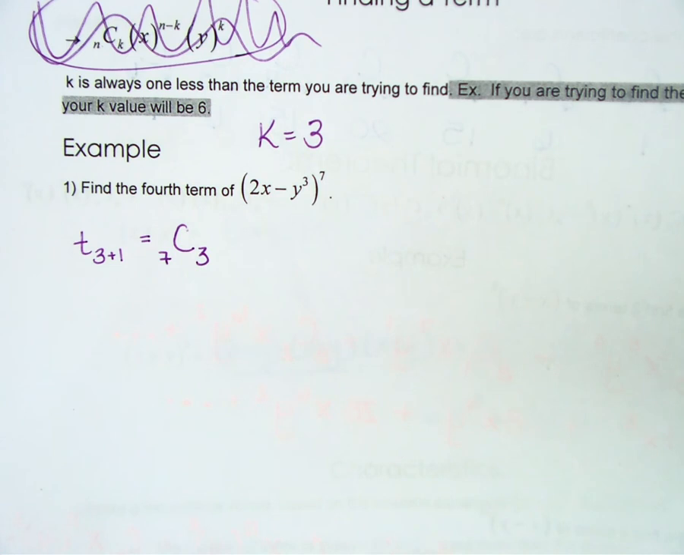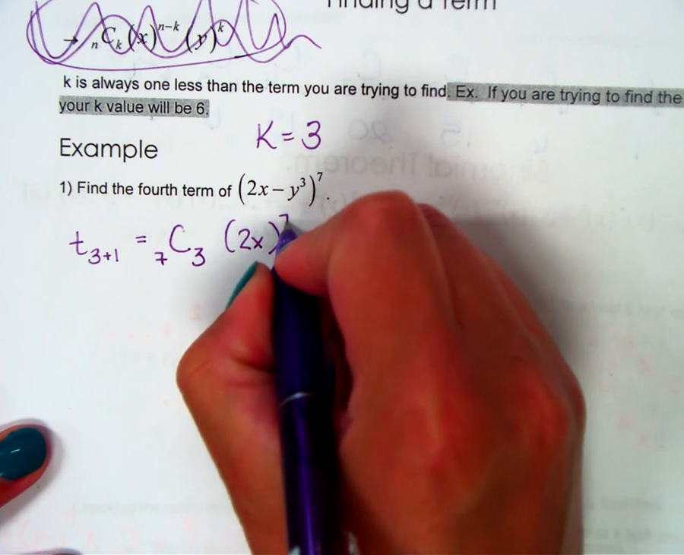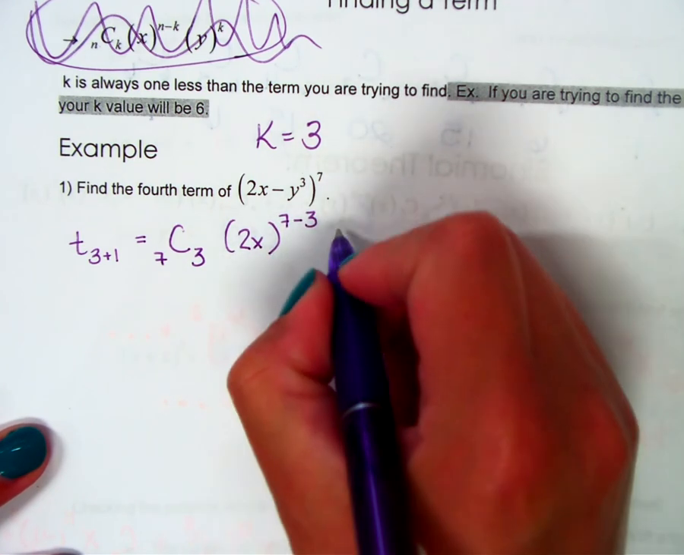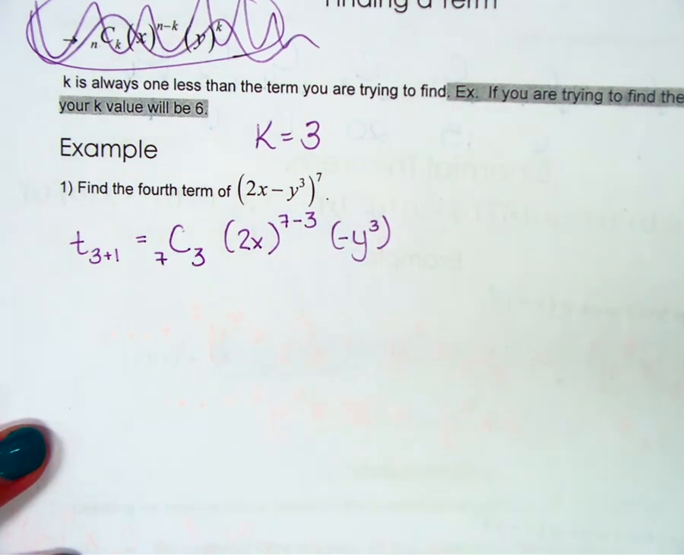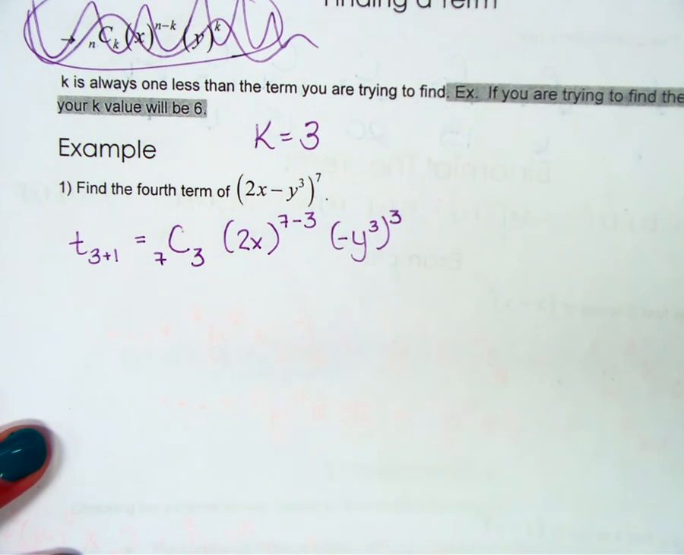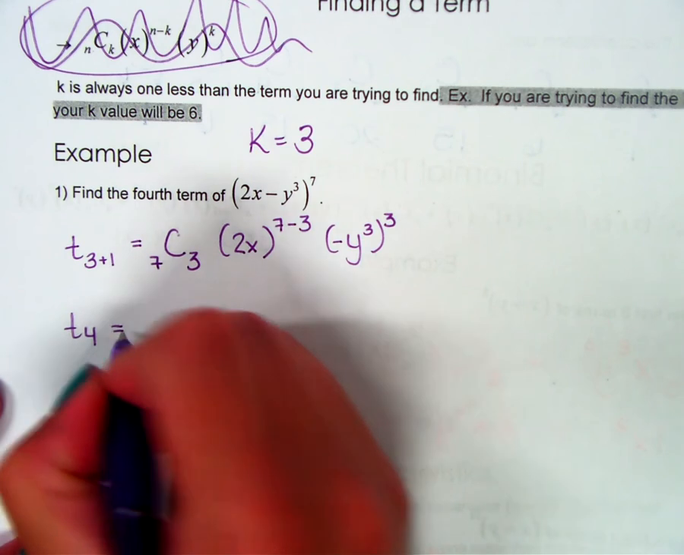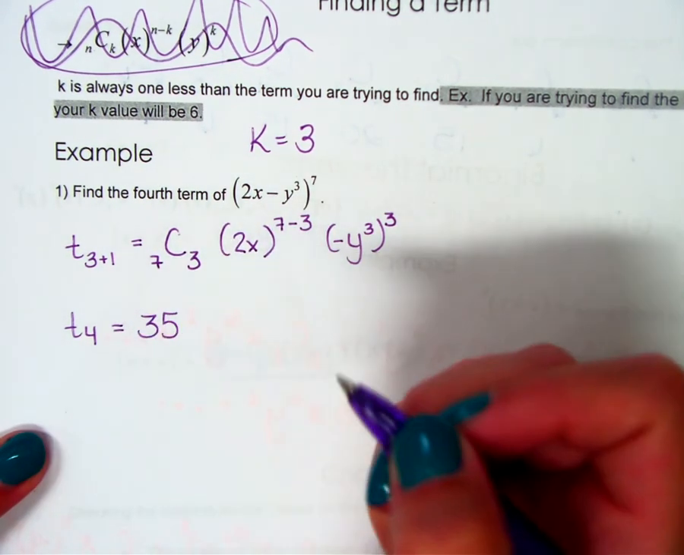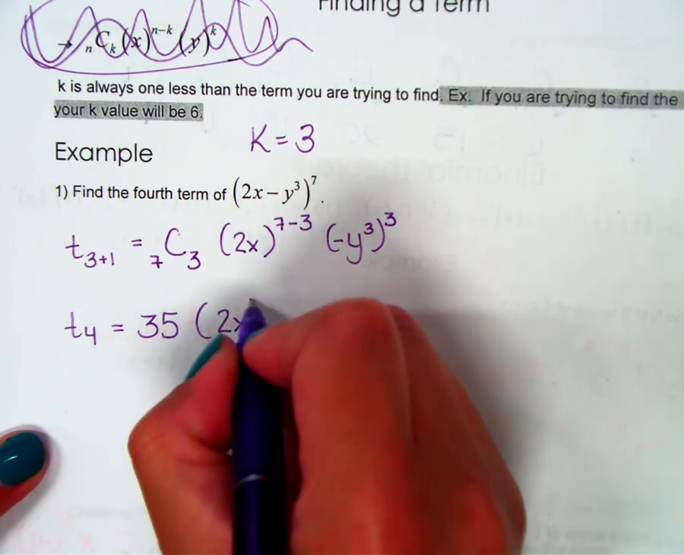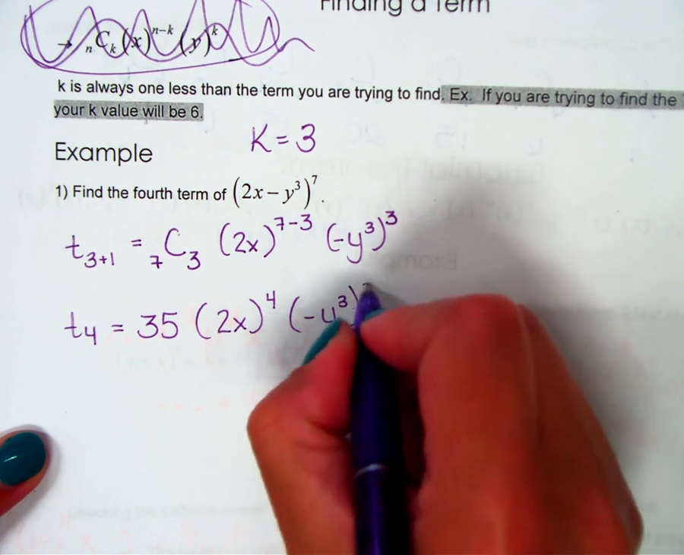Okay, so it's going to be our first term, which is 2x, to the n minus k, and then it's our second term, just a negative y cubed. This is a tough question right off the hop. We're doing all the things in it, and it's going to be to the k. So we know that the fourth term, what's 7 choose 3? 35. So 2x to the exponent 4 and negative y cubed, cubed.